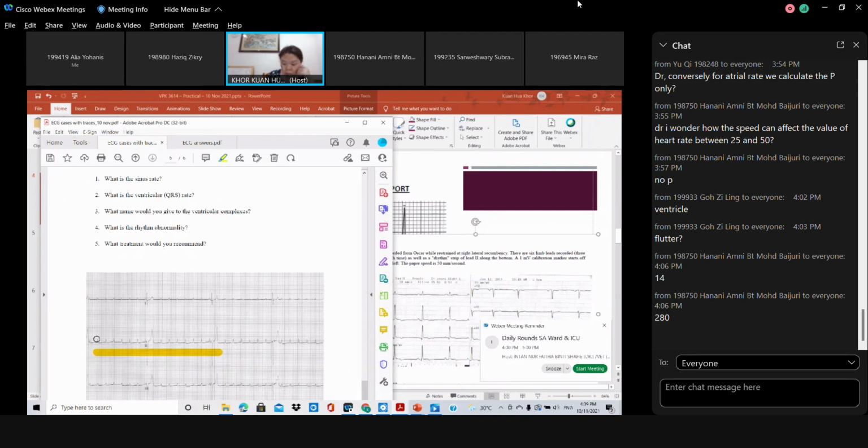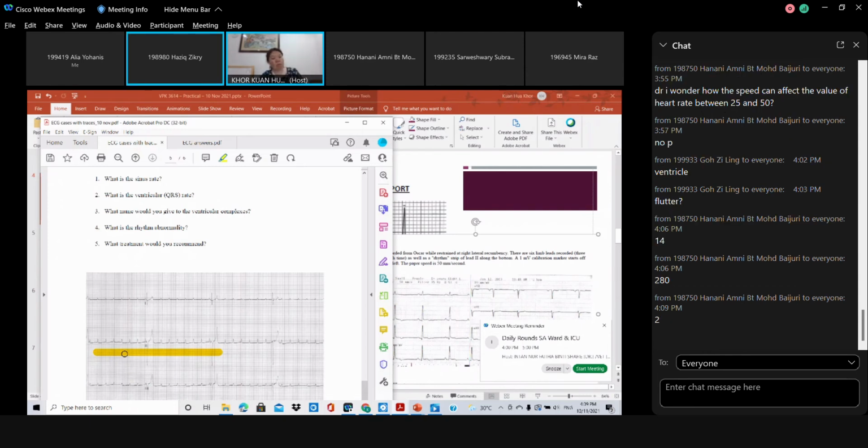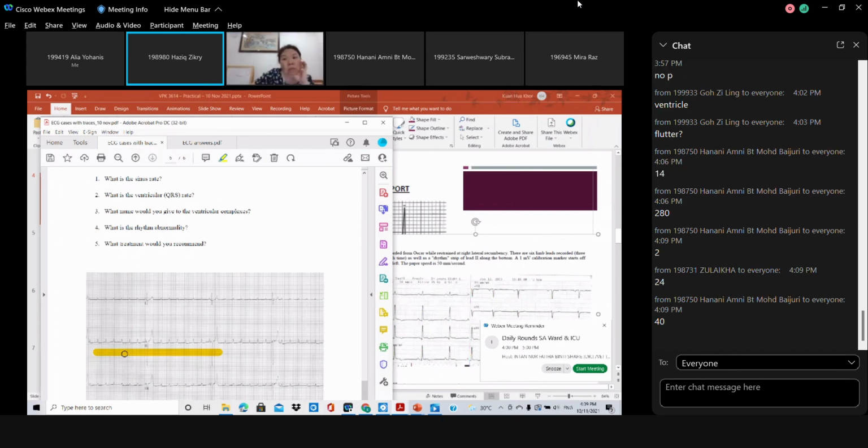So is that fast? Fast, all right. What is the ventricular rate, if this is 50 millimeter per second? How many R do you get? 2. So then your ventricular rate will be 40. So 2 times 20, so 40. So what rhythm abnormality do you think it is?